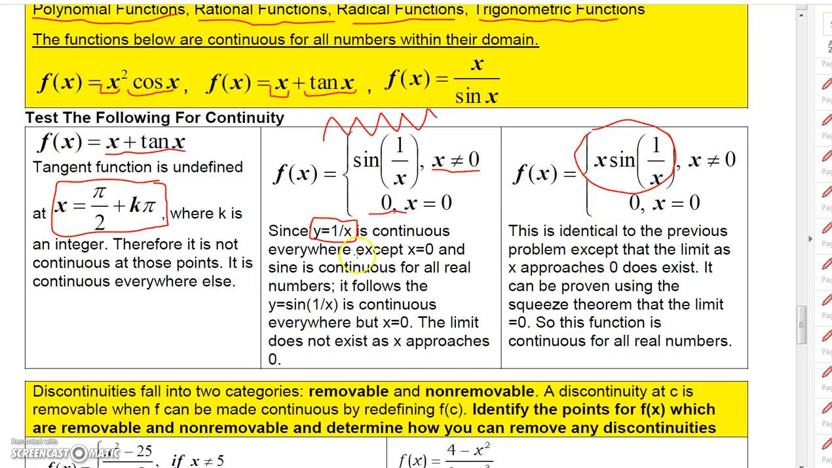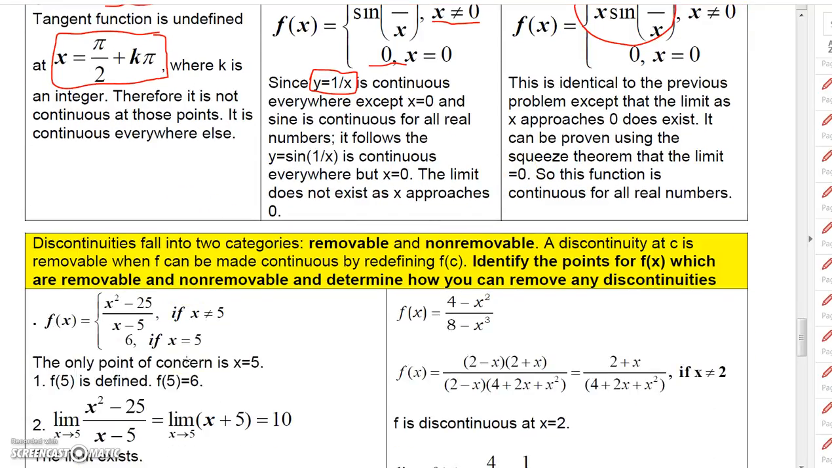See, over here, the reason this one wasn't continuous at x equals 0 is because the limit of this function did not exist, so the limit as x approaches 0 did not equal the functional value at 0, which was 0. But over here, if you can show that the limit of this function is 0 as x approaches 0, then the limit equals the functional value, so it must be continuous for all real numbers.